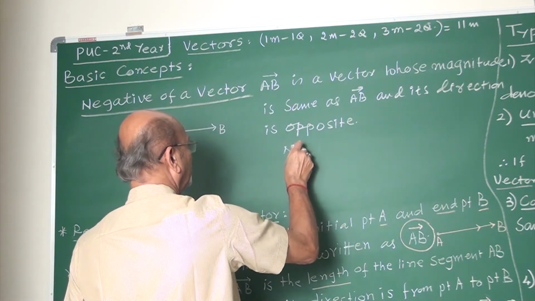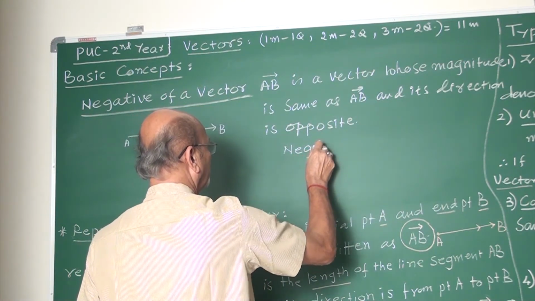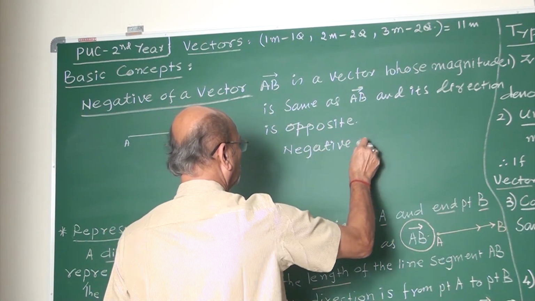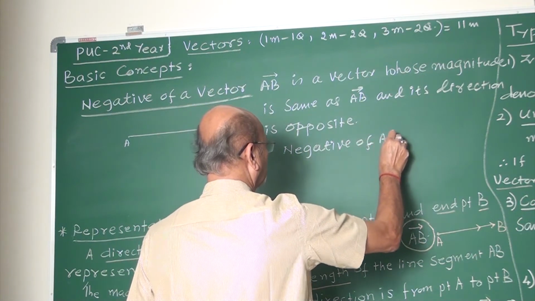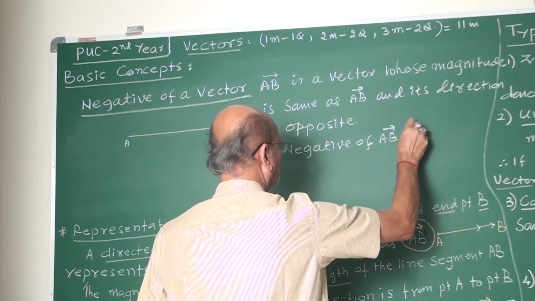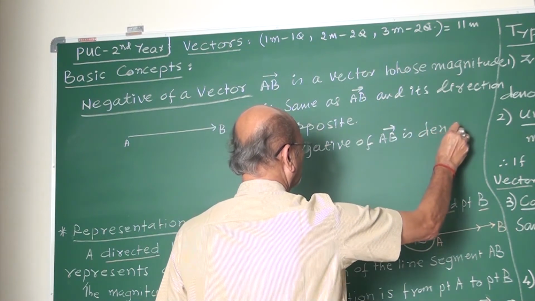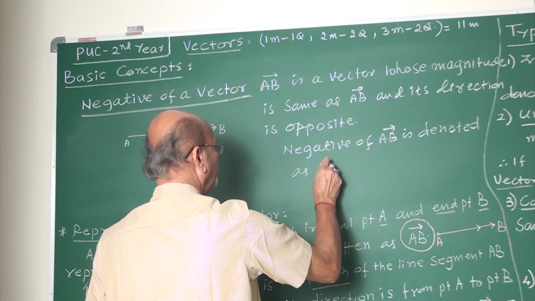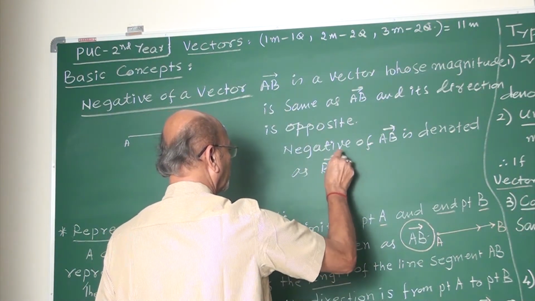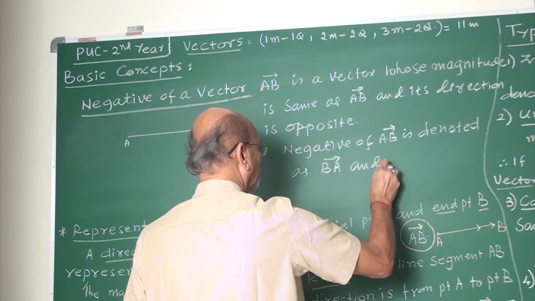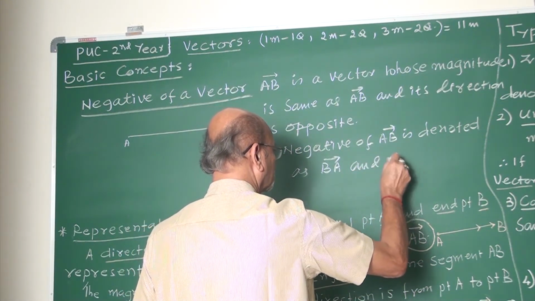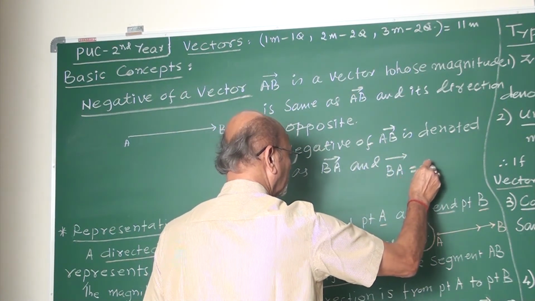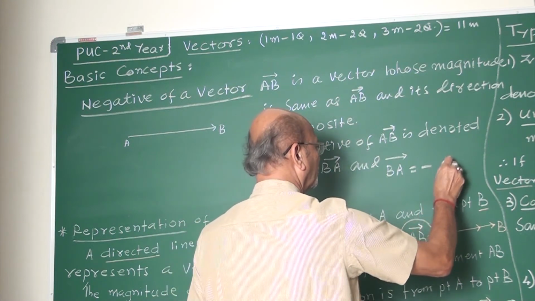Negative of vector AB is written symbolically, denoted as BA, vector BA. And what is BA, my friends? BA is a negative of the vector AB.